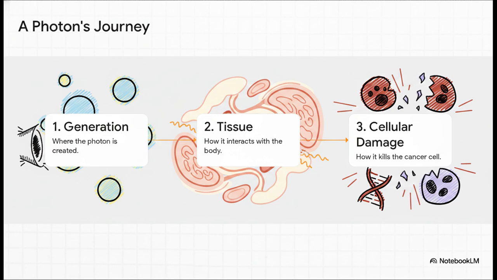Okay, this journey really has three key stages. First, generation. Where in the world does this photon even come from? Second, tissue interaction. What happens when it hits the body? And finally, the most important part, cellular damage. How does it actually kill the cancer cell? Let's start at the beginning.